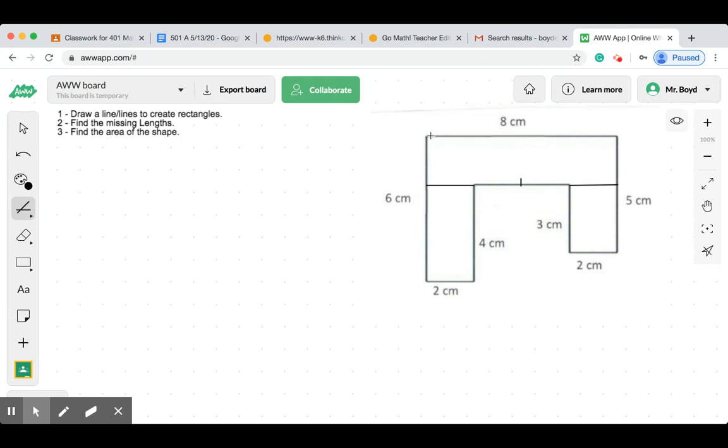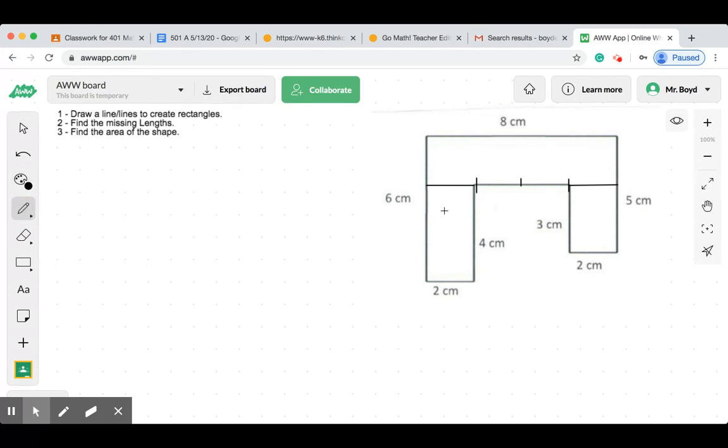I see that this length of the rectangle is 8 centimeters. Now I know because of opposite sides, that means that this length of the rectangle must also be 8 centimeters. So if I know this whole line is 8 centimeters, but remember, I'm only looking for from here to here. I only want to know this length of the rectangle.